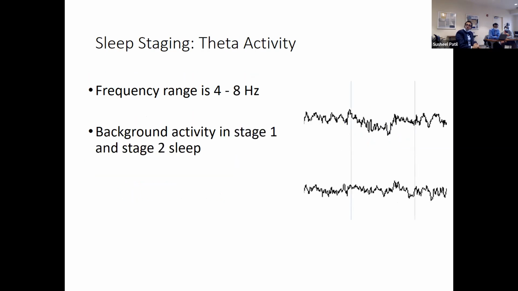This contrasts with what we call theta activity, which is this 4 to 8 hertz rhythm. This is a background activity that you can see in stage 1 and stage 2 sleep. You'll hear the term low amplitude, mixed frequency, and in a sense this most often involves this theta frequency.